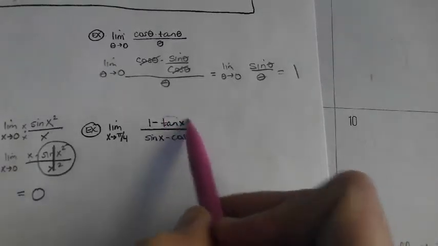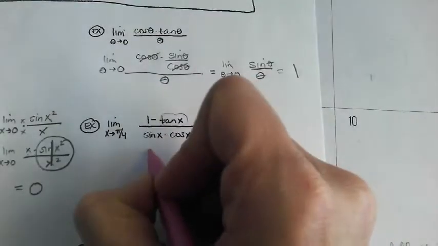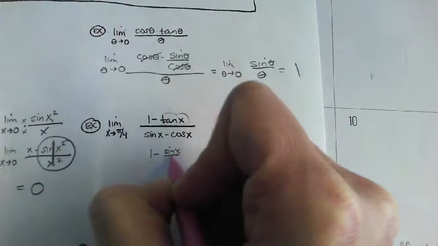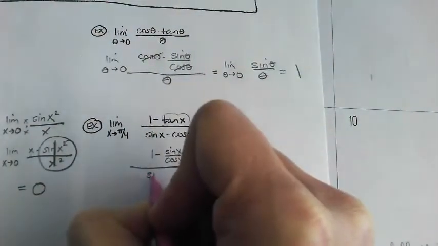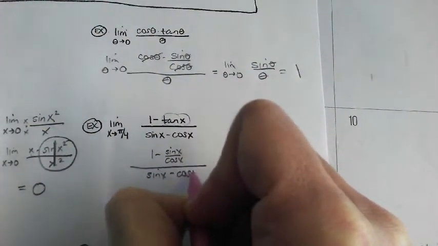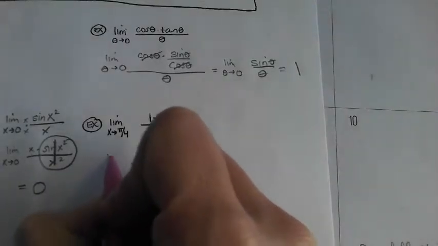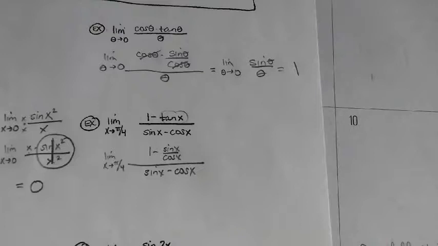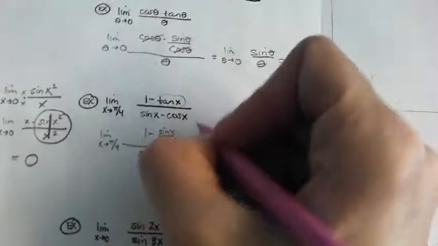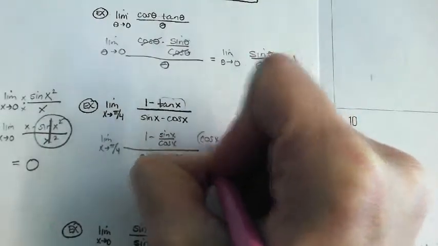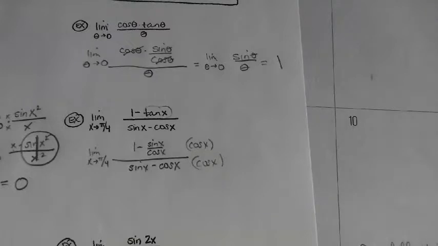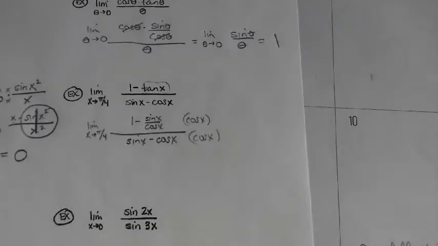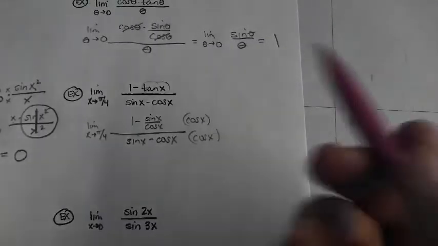We can change our tangent to sine over cosine. Then what could we do to simplify this? Clear the fractions, right? So maybe clear it by multiplying by cosine x over cosine x. And you kind of are going blindly into this, just hoping with your fingers crossed that something's going to work. If it doesn't, we'll have to go back to square one and brainstorm.